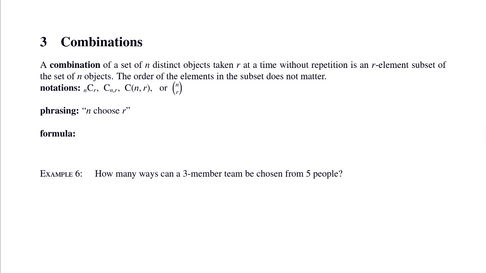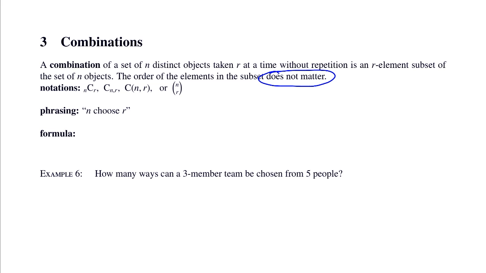Next up is combinations. A combination of a set of indistinct objects taken R at a time without repetition is an R element subset of the set of N objects. The order of the elements in the subset does not matter. Okay, so that is the key. In a permutation, the order matters. In a combination, the order does not matter. So you're going to have to read the problems and distinguish the scenarios by whether the order matters or does not matter.